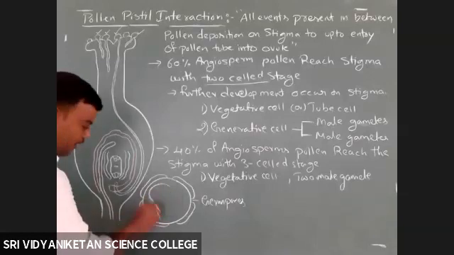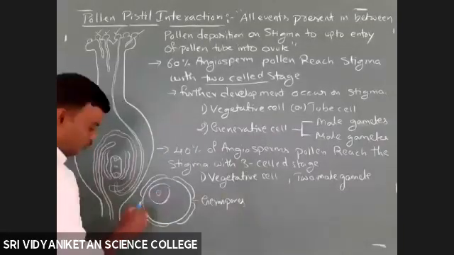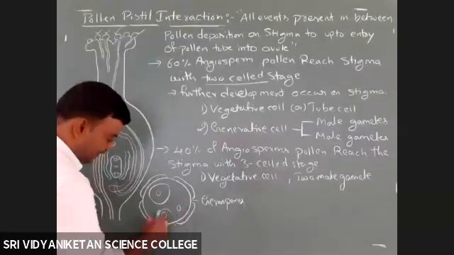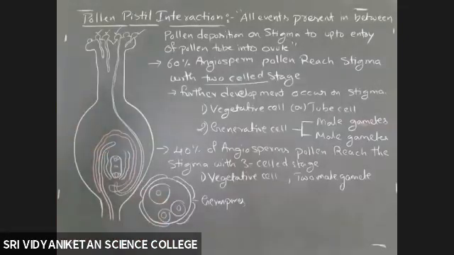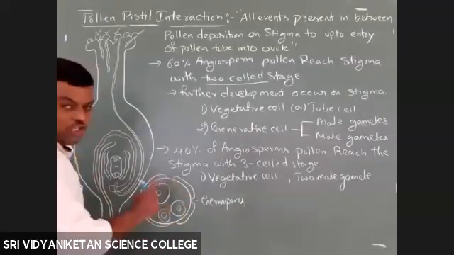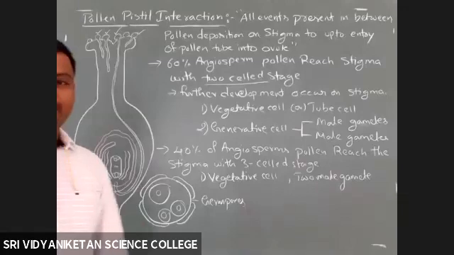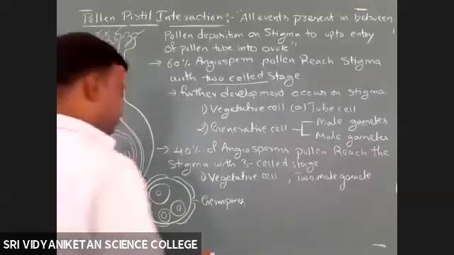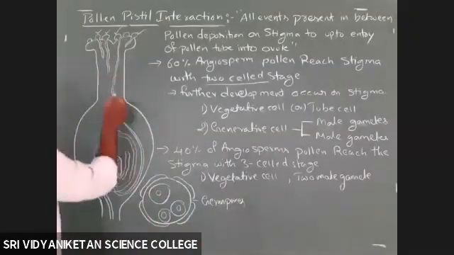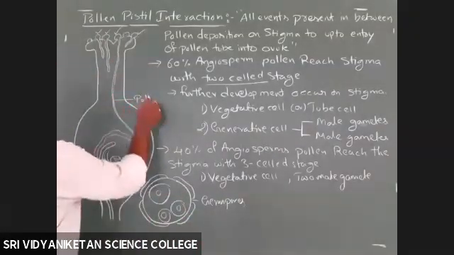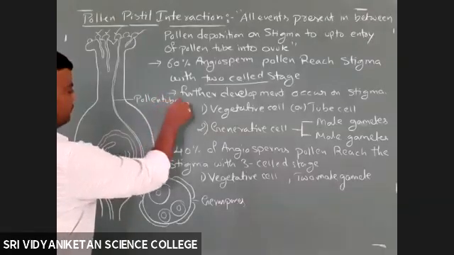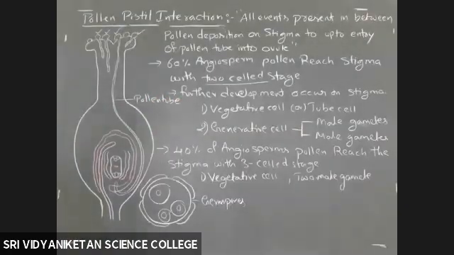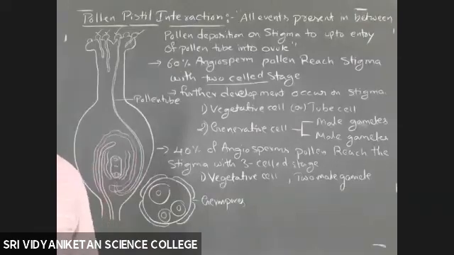And the pollen grain already consists of one vegetative cell and two male gametes. With the help of any one of the germpores, the pollen grain germinates and produces a tube-like structure. This tube-like structure is called the pollen tube.